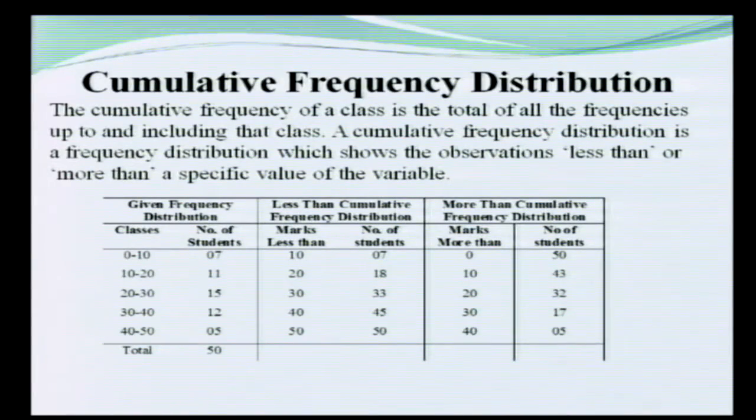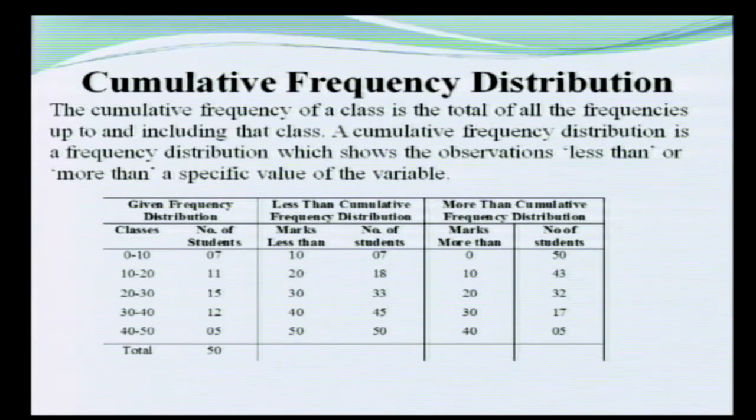For example, if the frequency, or the number of students, in the 0 to 10 class is 7 and in 10 to 20 is 11, then the cumulative frequency for 0 to 10 will be 7. But for 10 to 20, the frequency of the second class, 11, will be added to the frequency of the first class, so the cumulative frequency of the second class will be 18. Similarly, for the 20 to 30 class, the cumulative frequency will be 33, then 30 to 40 is 45, and for the 40 to 50 class the cumulative frequency will be 50.